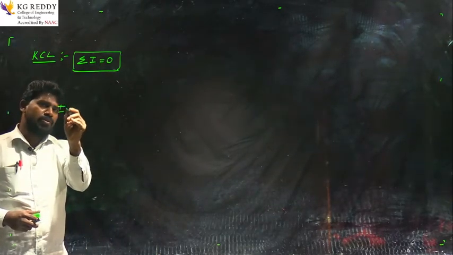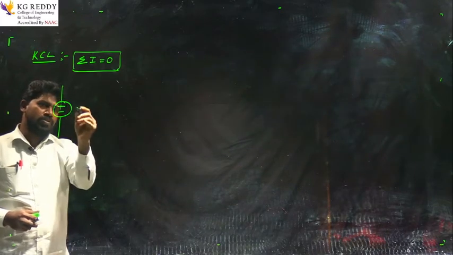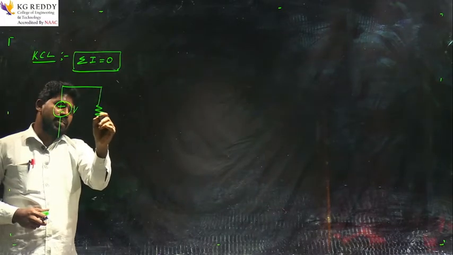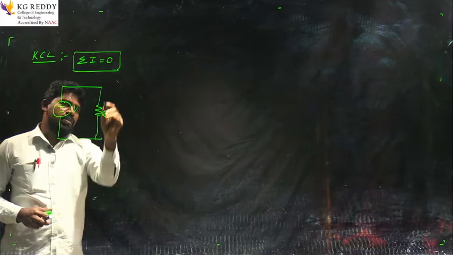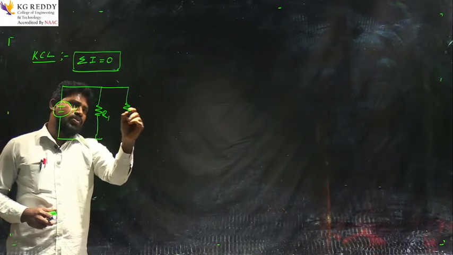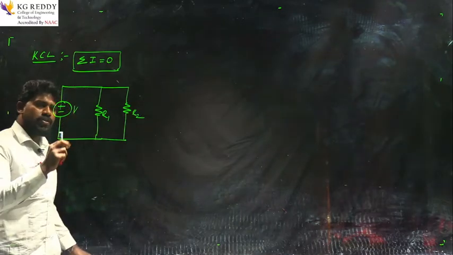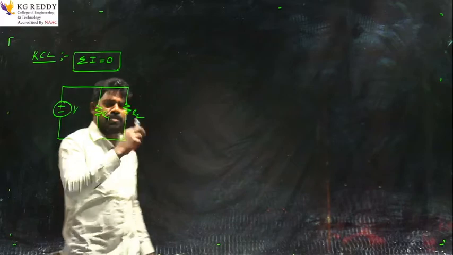For that I am going to take an electrical network. This is the voltage source, which is denoted by V, and here I am taking a resistance. This is R1, and here one more resistance I am going to take. This is R2. So here we have the voltage source V, resistance R1 and resistance R2.